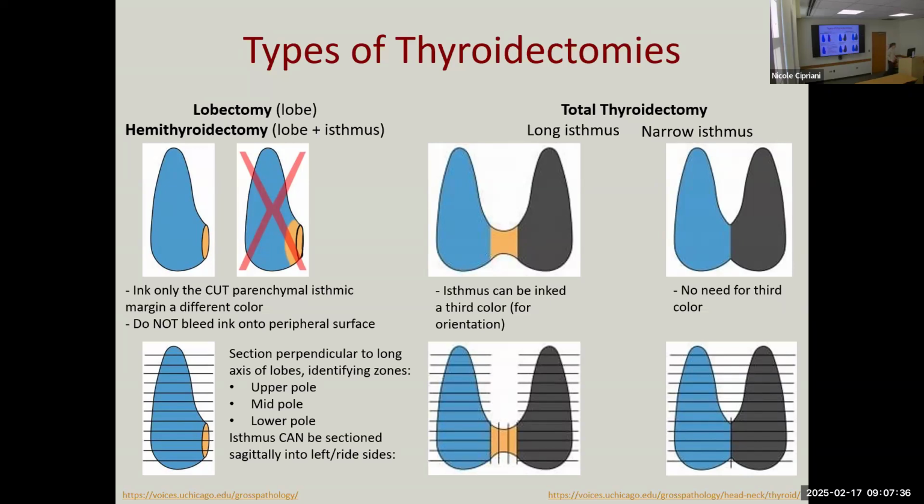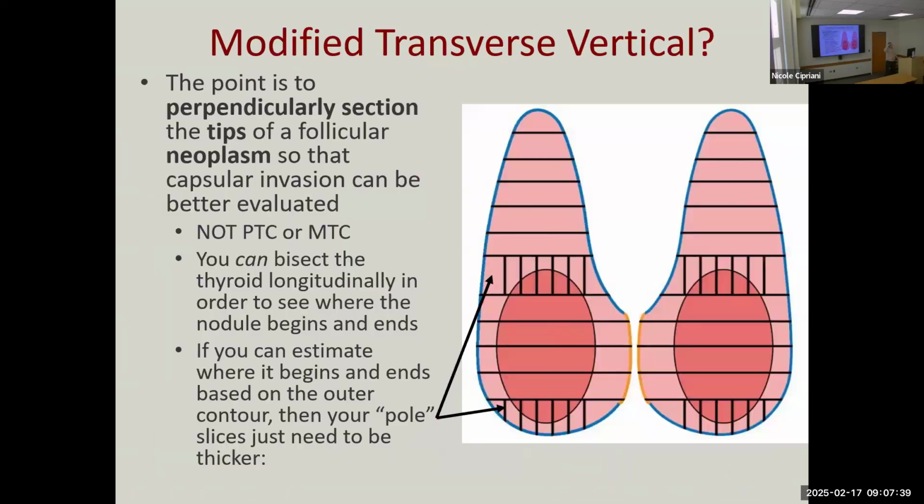Okay. And what else? There's been a lot of questions on the modified transverse vertical approach, so I just wanted to clarify. What is this? Regardless of how you get there, what does it mean? It means if you have a follicular neoplasm that's of a good size, we usually say 2 centimeters or more, because if it's tiny, you're not going to be able to accomplish this. The point is to perpendicularly section the poles of the nodule so that we can identify the presence of capsular or vascular invasion in those poles. Not the poles of the gland, the poles of the nodule.